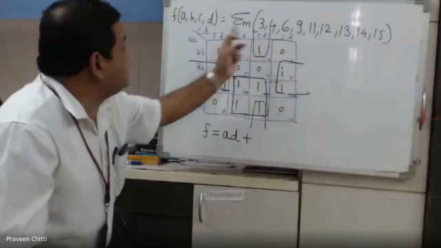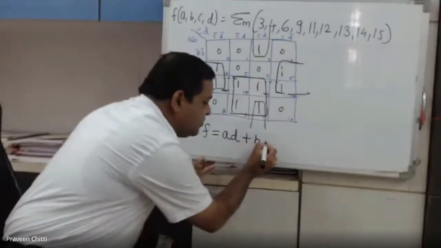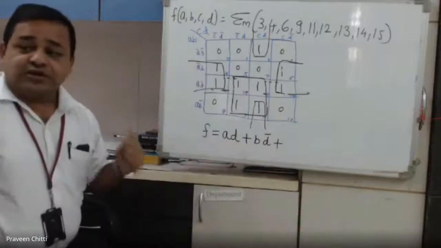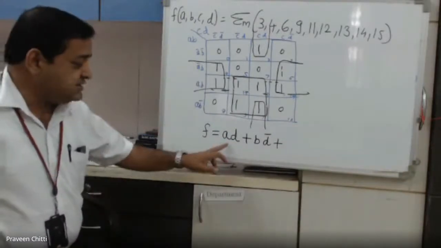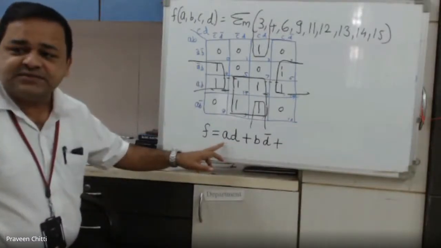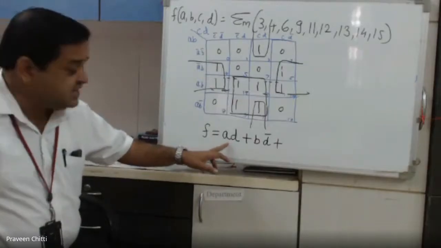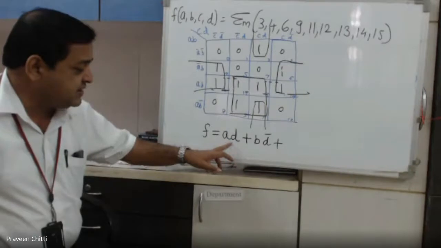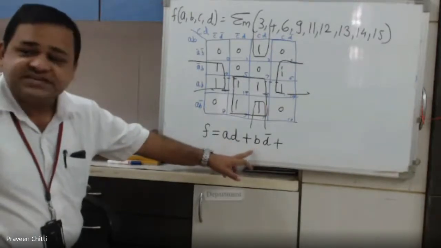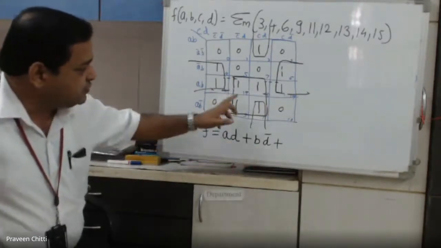B. This and this, what do we get? D bar. So what should I write? B bar. You can see a total of 4 variables are there, but the pair has eliminated how many variables? 2 variables. Only A and D remain. That means here C and B are eliminated. Similarly here A and C are eliminated. So this group we covered.